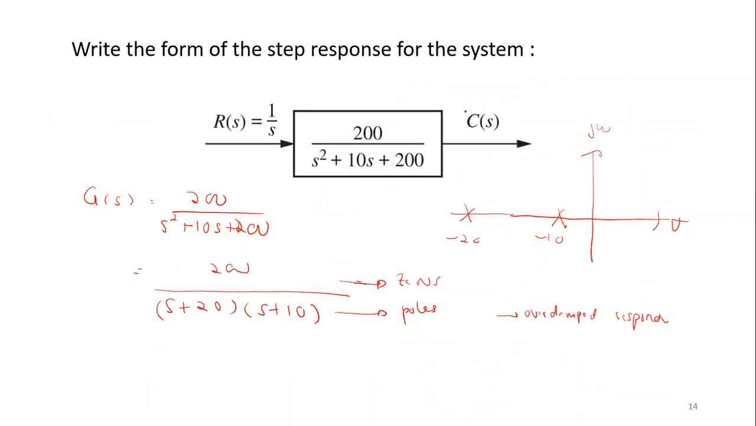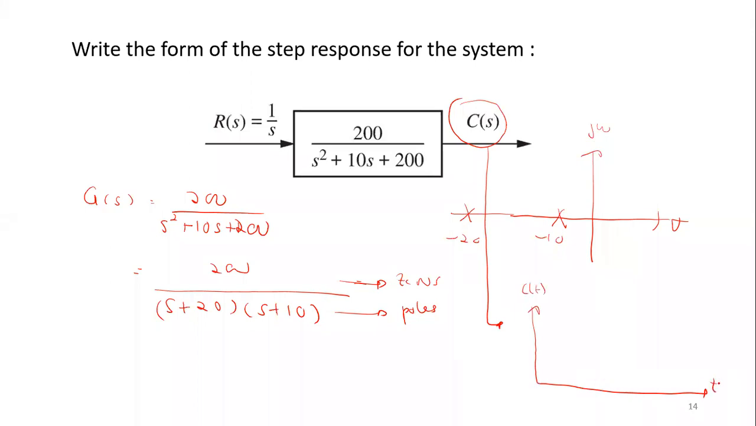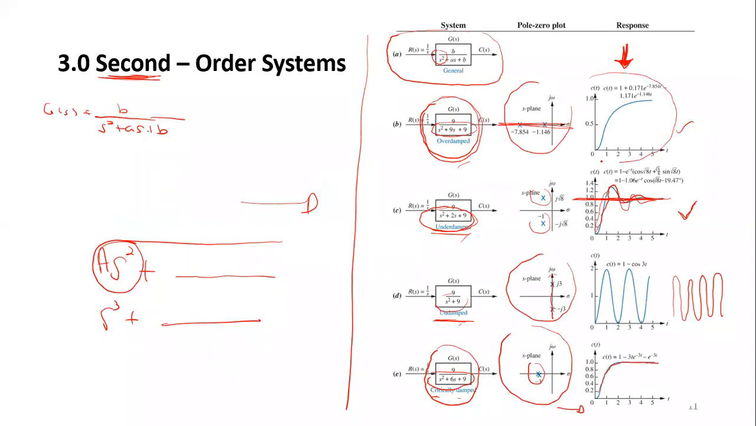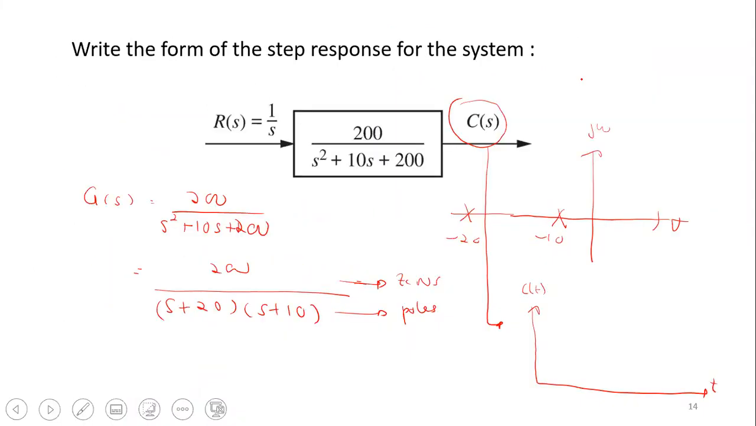So what is that overdamped response? The response here will be c(t) to the time. So we look back at the table here. So it is going to be like this overdamped response. So we're going to expect that it's going to be an overdamped response. Okay, so there are more examples that you can see on that. Let me check first if I'm correct.